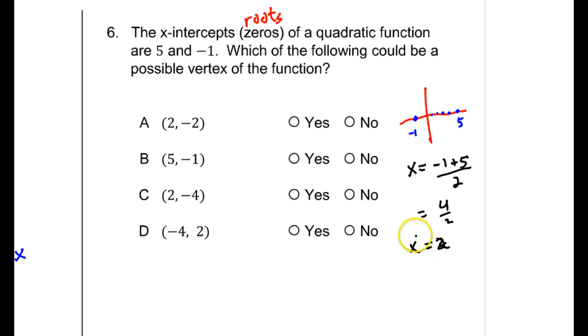So this question is indirectly asking which of these have an x of 2, and that would be here and here. So those are possible vertices, and the plural of vertex is vertices. I don't know what they are exactly because I don't have the equation. So I don't know if it's 2, -2 or 2, -4, but they do both start with 2, so those are possible. So those are both yes, and these would be both no. They do not have the 2.